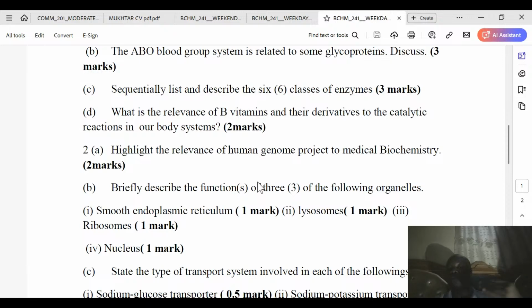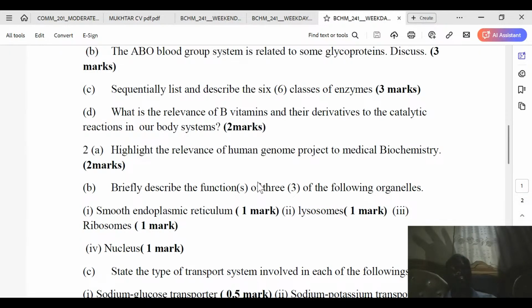For example, before, we didn't know anything concerning sickle cell. We knew that there was sickle cell, but we didn't know the mechanisms and the etiology of it until the human genome was completely sequenced. So now, what is the relevance of the human genome project? After it was completed, it helps scientists in the treatment of diseases. That is one. So I am highlighting the relevance of the human genome project in medical biochemistry.